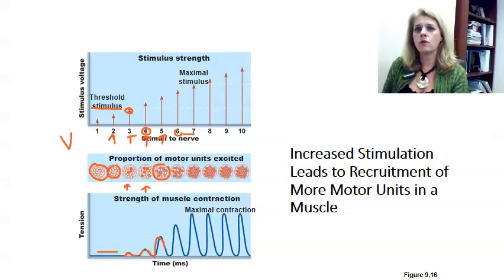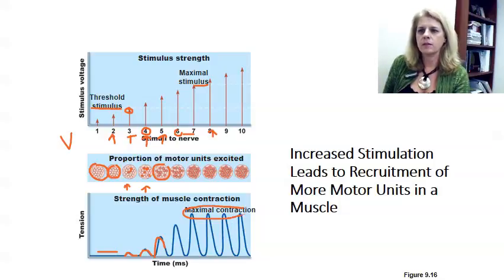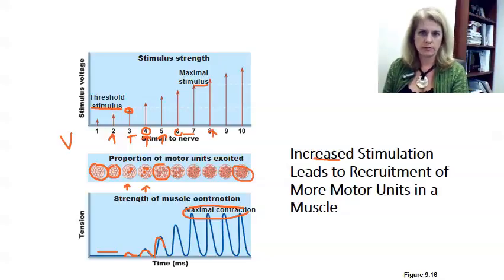As you need more and more force, more and more strength, you're going to recruit more and more motor units until finally you've reached what's called maximal stimulus, that regardless of how hard you try, how much action potential you send, how much the brain really wants you to be stronger, your muscle is maximally contracted because you've recruited all of your motor units. Okay? You can't possibly contract that muscle anymore because you're using every fiber, every muscle cell in the muscle. So if you increase the stimulation, you will recruit more and more motor units, which will lead to a stronger and stronger contraction.